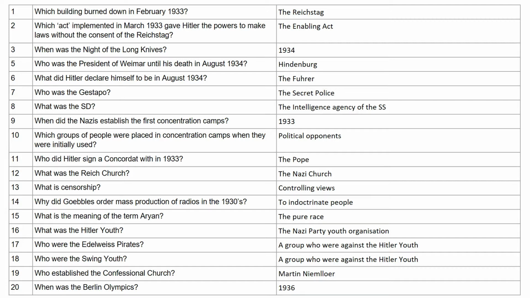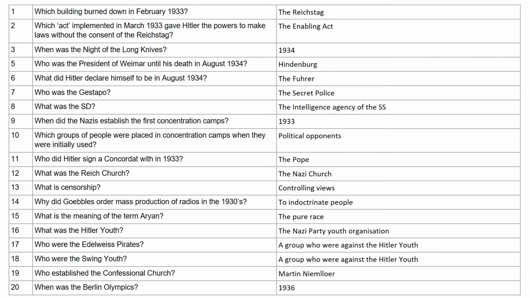The Hitler Youth were the Nazi Party youth organisation, because he wants to indoctrinate people, control their minds as soon as possible. The Edelweiss Pirates were another youth group who went against the Hitler Youth, and so were the Swing Youth, who established the Confessional Church.